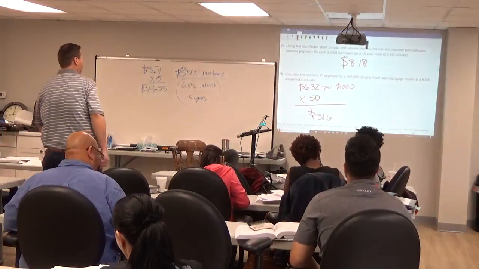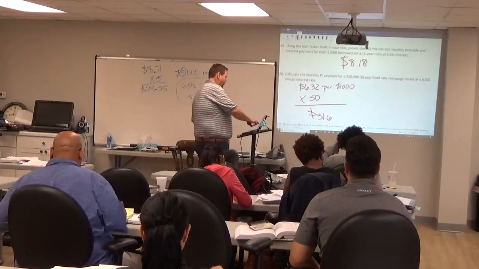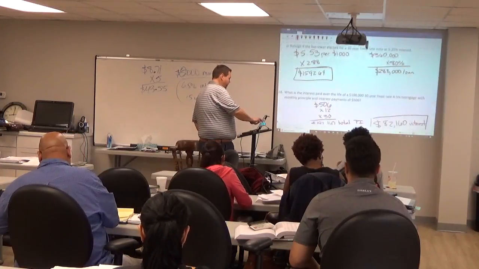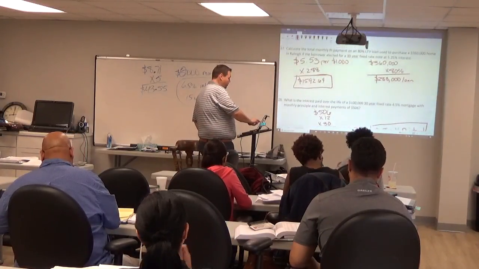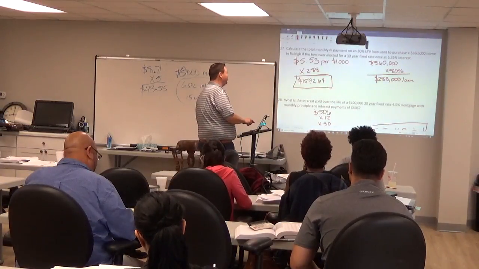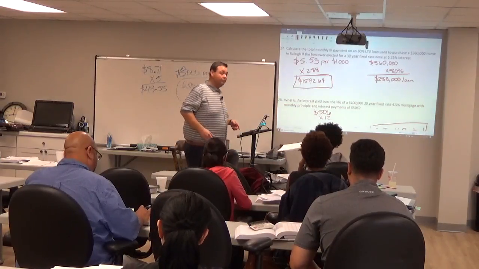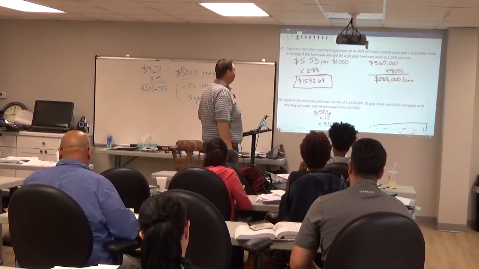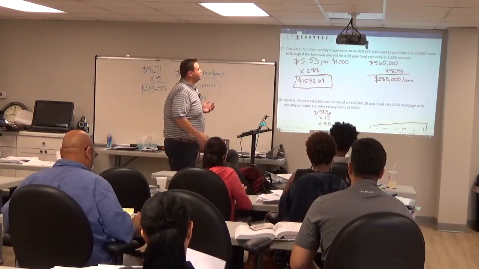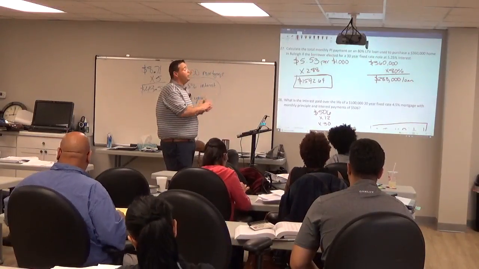I have a question. Are 28 and 29 similar? Well, let's look at 27 and 28. I've already looked at everybody's 25 and 26. All right, so let's look at 27. 27 says we want to calculate the monthly PI payment.